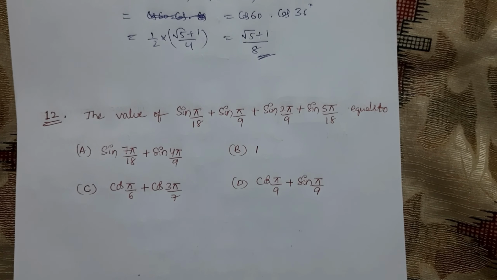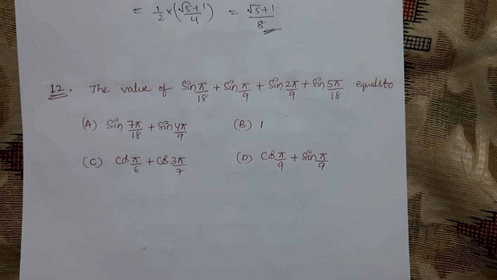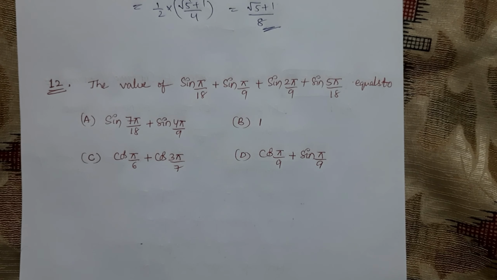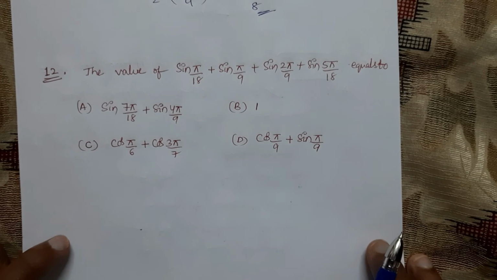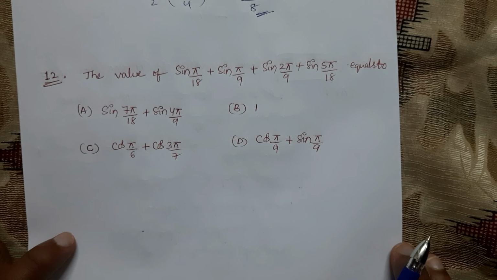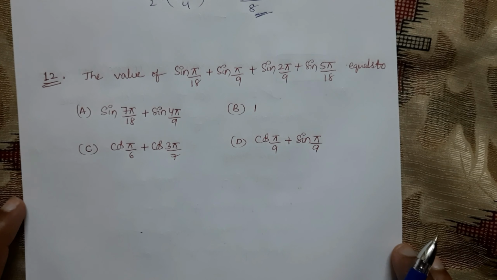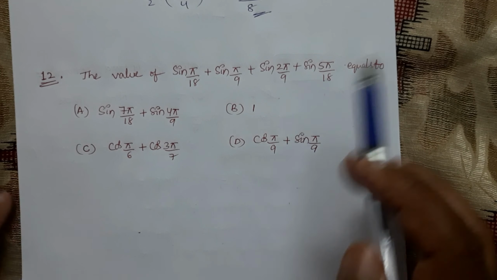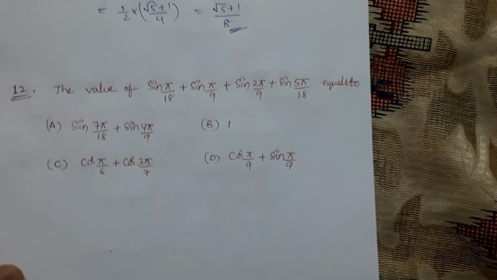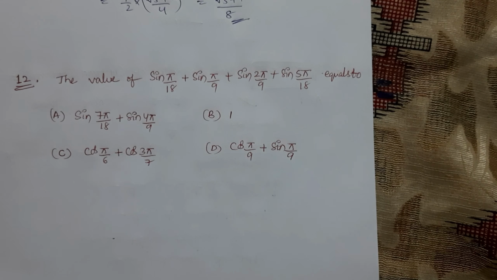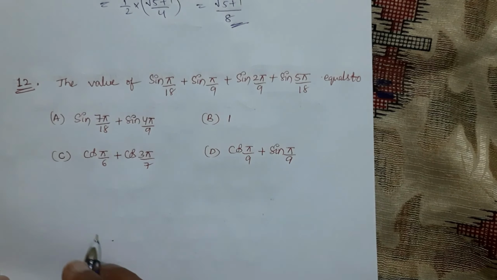Next question. This is another important model. The value of sin pi by 18 plus sin pi by 9 plus sin 2 pi by 9 plus sin 5 pi by 18. See, if angles are given in terms of radians, it will be somewhat different or difficult to understand. So that's why I am converting those radians in terms of degrees.